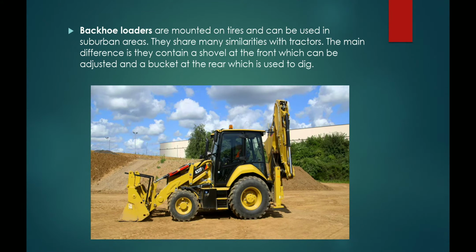Backhoe loaders. Backhoe loaders are mounted on tires and can be used in suburban areas. They share many similarities with tractors. The main difference is they contain a shovel at the front which can be adjusted and a bucket at the rear which is used to dig, as you can see in the picture below. And backhoe loaders are usually the best choice for smaller jobs which need to be completed in a more restrained space. And backhoe loaders shift dirt, shovel trenches, and position pipes into place.